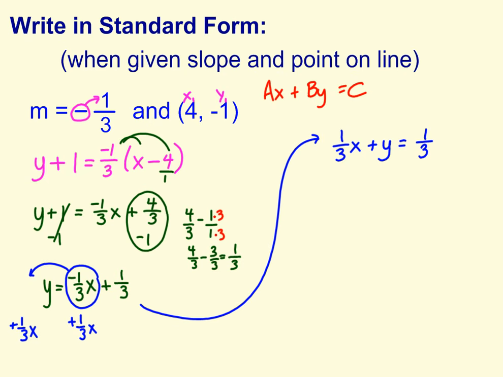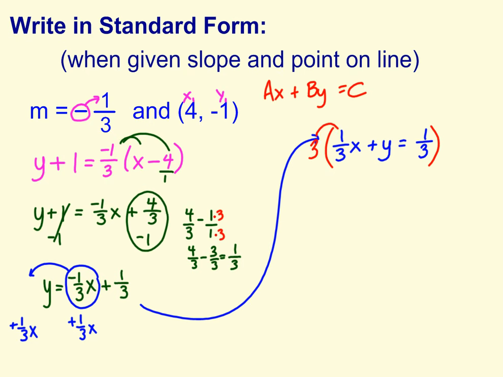And so from here, you're just looking for the two things. Is x positive? Yes, it is, so we're good there. It's a positive 1/3. Do we have fractions? Yes, so you have to fix that. So how do you get rid of fractions? You multiply everything by the denominator.